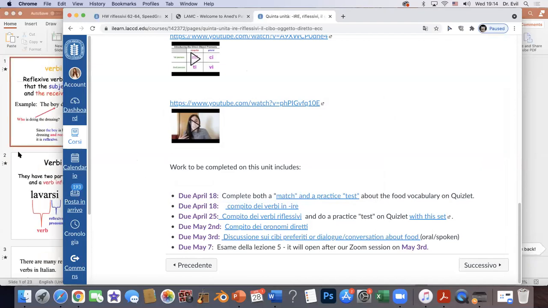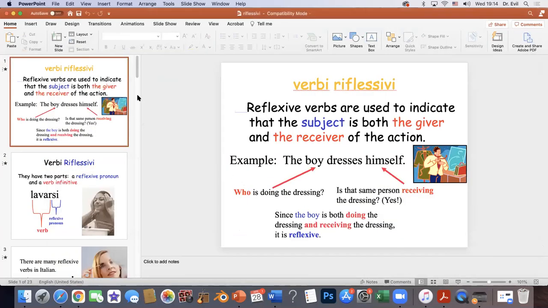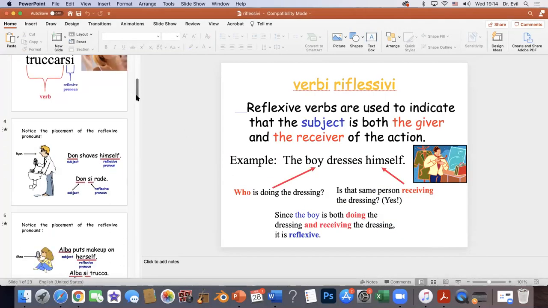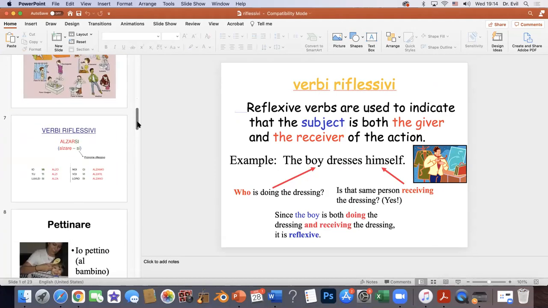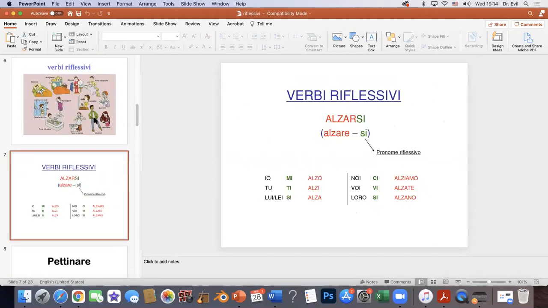And there is something I wanted to get into. Please look at my reflexive presentation if you haven't, right? So this is what you do. You take out un verbo riflessivo, and if it's not conjugated, you will identify it by the -si ending. If you take out the -si, it's going to end in -are, -ere, -ire. So if it's -are, you conjugate like alzare: o, i, a, iamo, ate, ano.